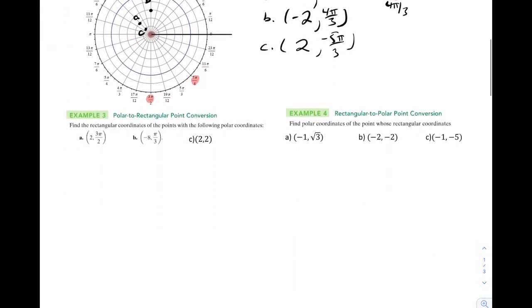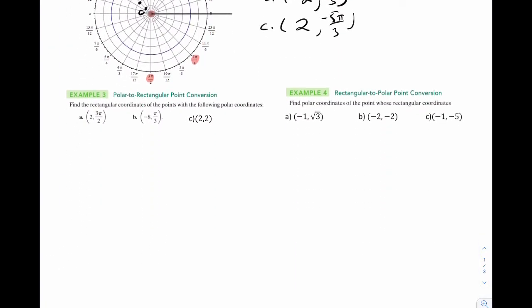Okay, let's go to the next part. Now it says find the rectangular coordinates of the points with the following polar coordinate. Okay, so that's going to mean we need to convert from polar to rectangular. Now there are a couple ways to do this. I always recommend to draw it so you can kind of think about what it actually looks like. So if you imagine 2, 3 pi over 2, 3 pi over 2 is right here, and then just follow down 2, and there it is. There's your answer. 0, -2.